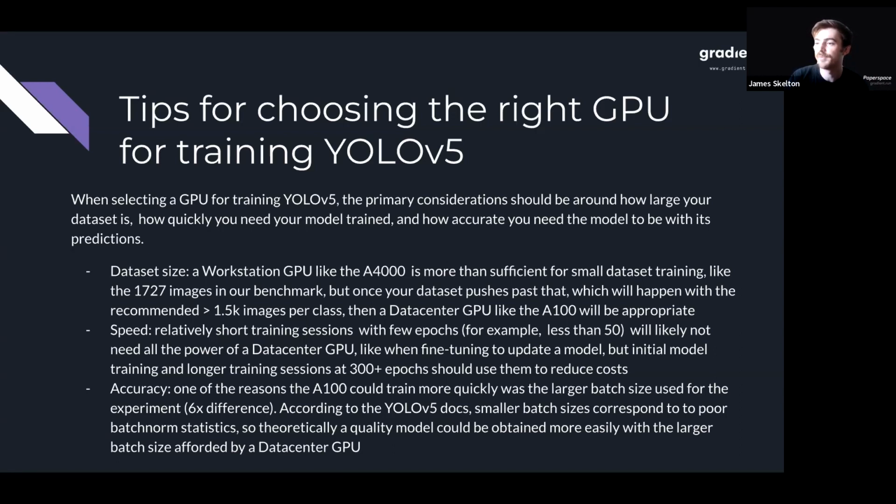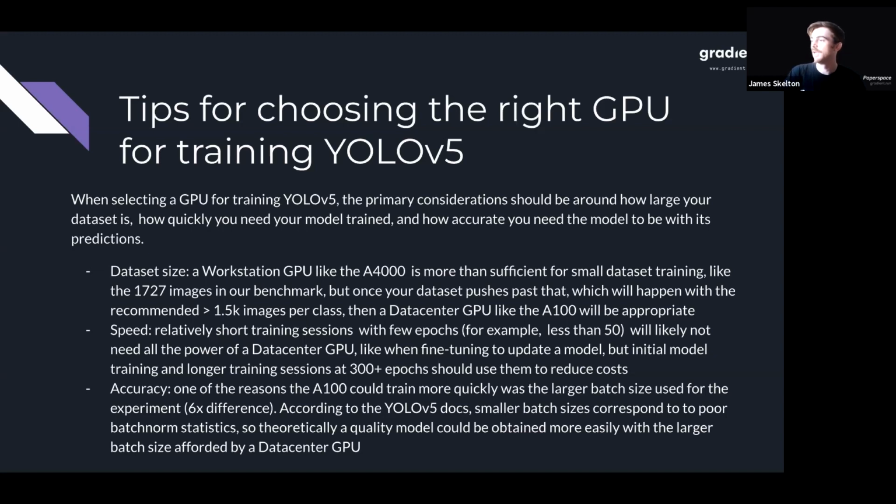Smaller batch sizes have been shown to contribute to poor batch norm statistics overall. This is again per the YOLOv5 docs. So theoretically, a higher quality model could be obtained more easily when using a larger batch size that is afforded by a data center GPU.